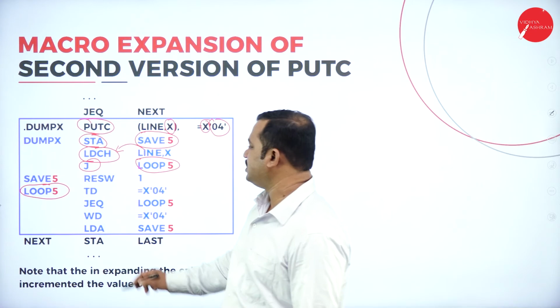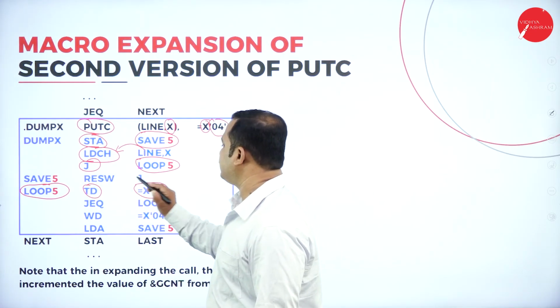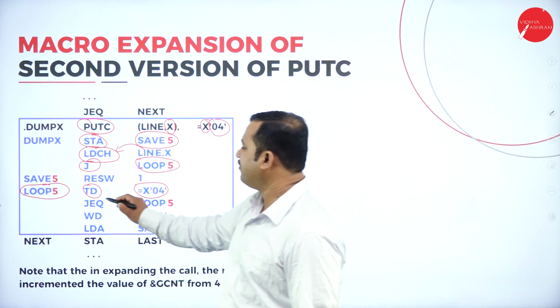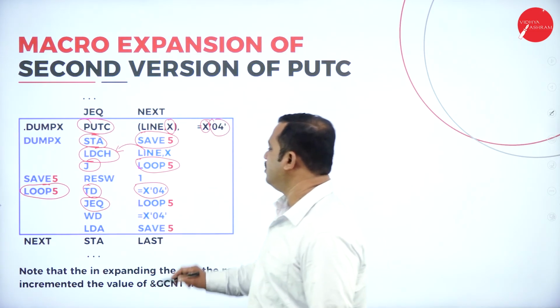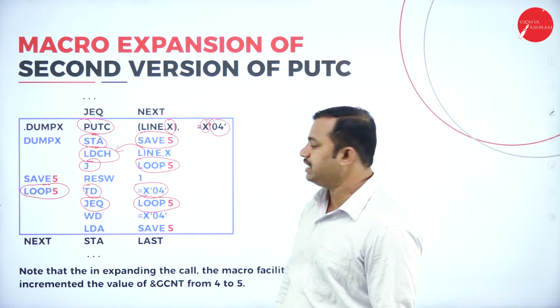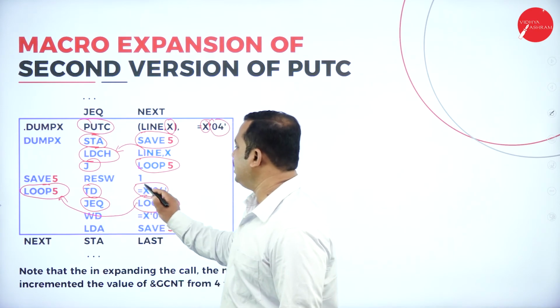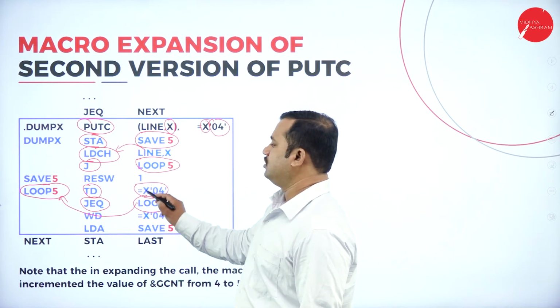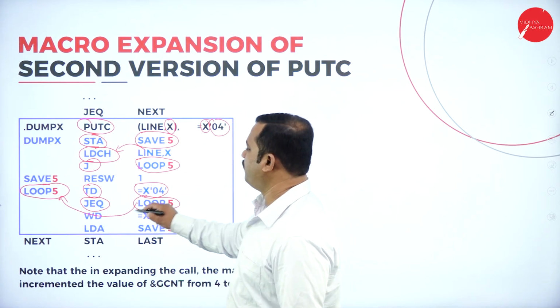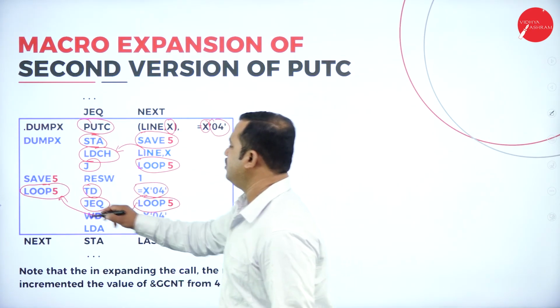This indicates that this is the statement which needs to be executed, X equal to 04. We have jump if equal loop 5. Where do we have loop 5 once again here? It jumps to this location, TD X 04. Jump if equal loop 5.